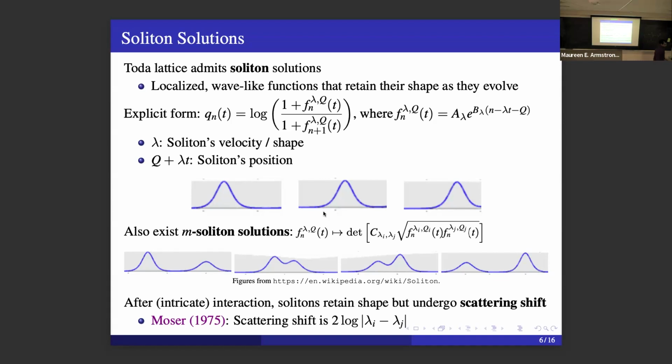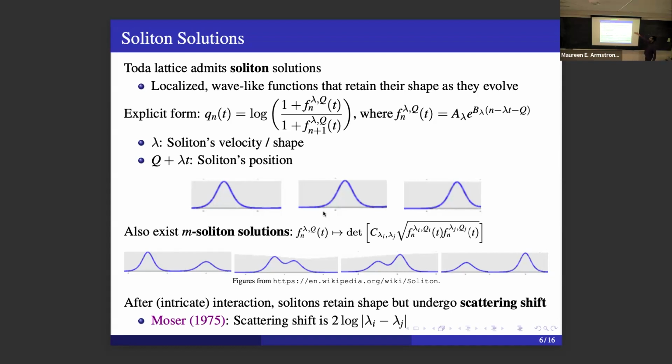Okay, so that's what I meant when I said that that's another manifestation of retaining their shape as they evolve. If two solitons pass through each other under this solution, then they look as if they did before. After an intricate interaction, the solitons retain their shape, but they undergo a so-called scattering shift.